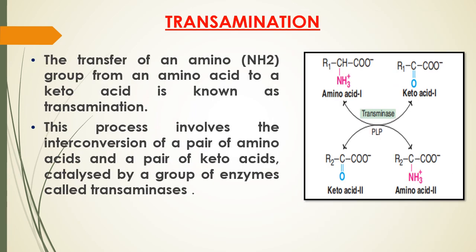The transfer of an amino group, that is NH2, from an amino acid to a keto acid is known as transamination, and this process involves the interconversion of a pair of amino acids and a pair of keto acids catalyzed by a group of enzymes called transaminases.